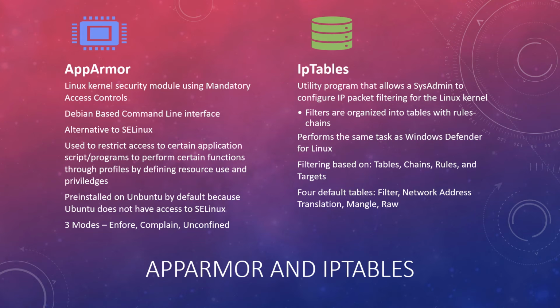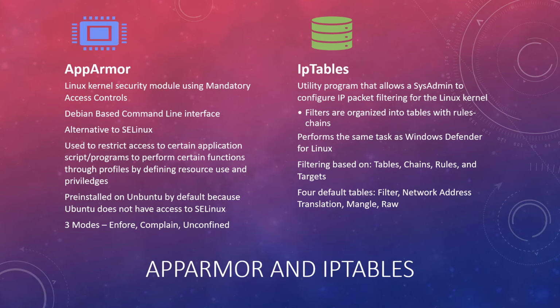But anyways, AppArmor is an alternative to SELinux. It's used to restrict applications, scripts, and programs from performing certain functions through profiles, by defining resource use and privileges. It's pre-installed in Ubuntu by default because Ubuntu does not have access to SELinux. Now, it has 3 modes: enforce, which is active protection; complain, which is used for debugging, to tell you when something's wrong; and unconfined, which means there's no profile set up for that service.